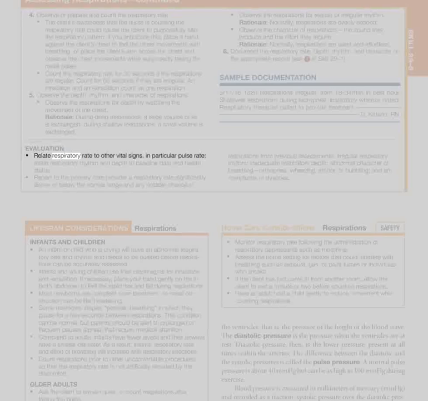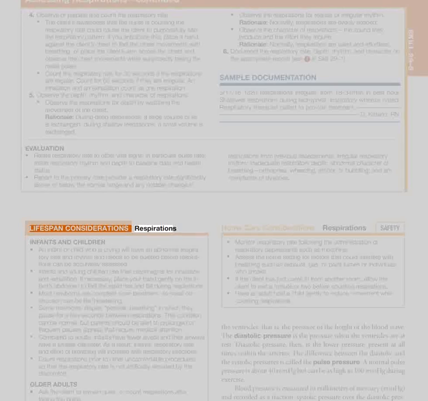Evaluation. Relate respiratory rate to other vital signs, in particular pulse rate. Relate respiratory rhythm and depth to baseline data and health status. Report to the primary care provider a respiratory rate significantly above or below the normal range and any notable change in respirations from previous assessments, irregular respiratory rhythm, inadequate respiratory depth, abnormal character of breathing, orthopnea, wheezing, stridor, or bubbling, and any complaints of dyspnea. Lifespan considerations.